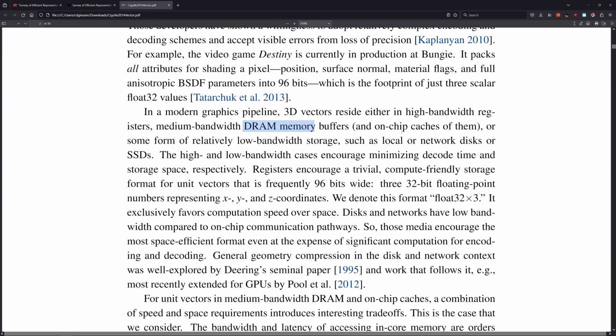Okay, so this is making a distinction. The registers are high bandwidth, medium bandwidth RAM chips and caches, and then low bandwidth storage for disks and network data, network access. For a high bandwidth use case, you want to minimize your decode time, but for your low bandwidth case, you want to minimize your storage space, which is kind of an opposite problem.